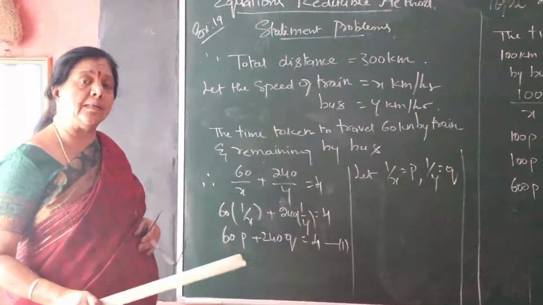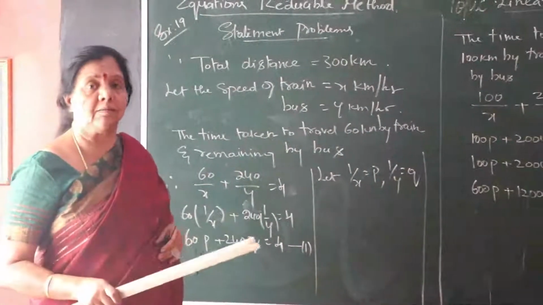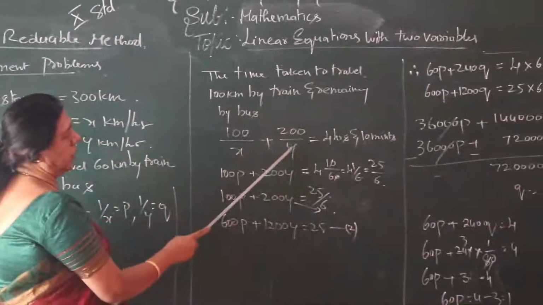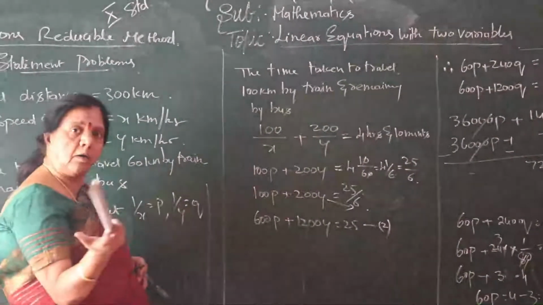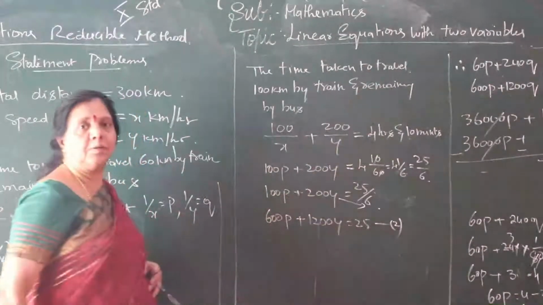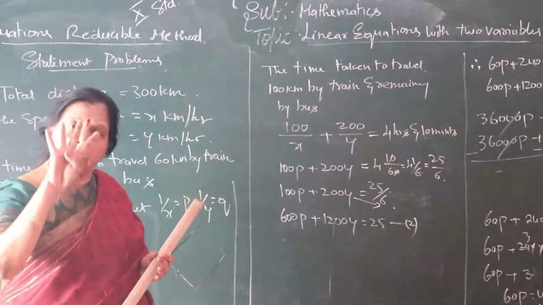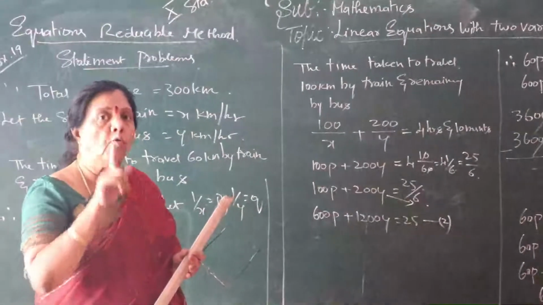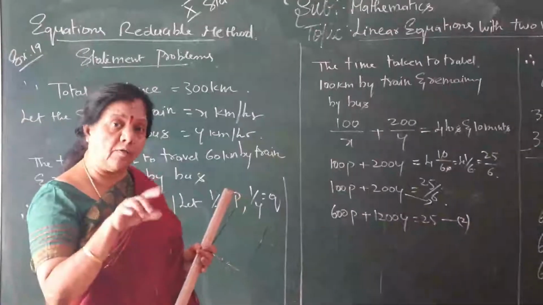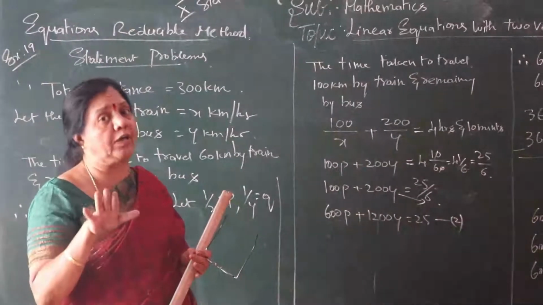So another case: 100 kilometers in train, 200 by bus. So you create once again 100 by x plus 200 by y. 100 plus 200 is 300, is equal to 4 hours 10 minutes. 10 minutes extra she has taken. So earlier case only 4 hours, but now 4 hours 10 minutes. That 10 minutes you are supposed to convert into hours.